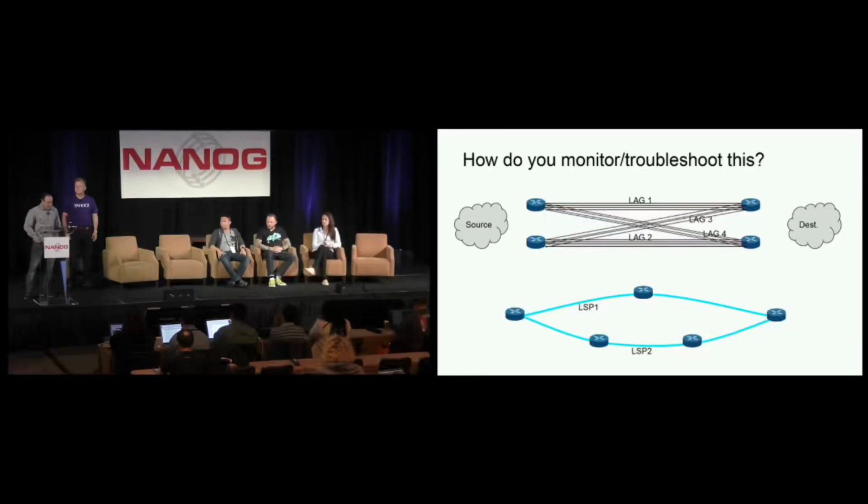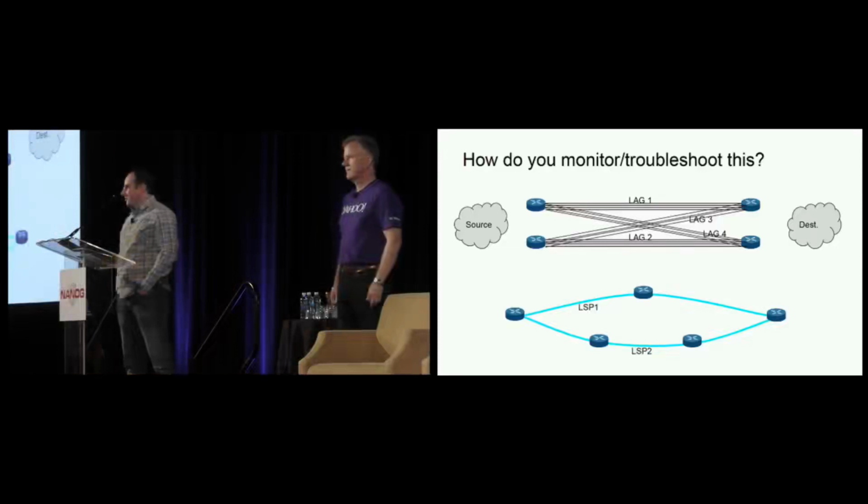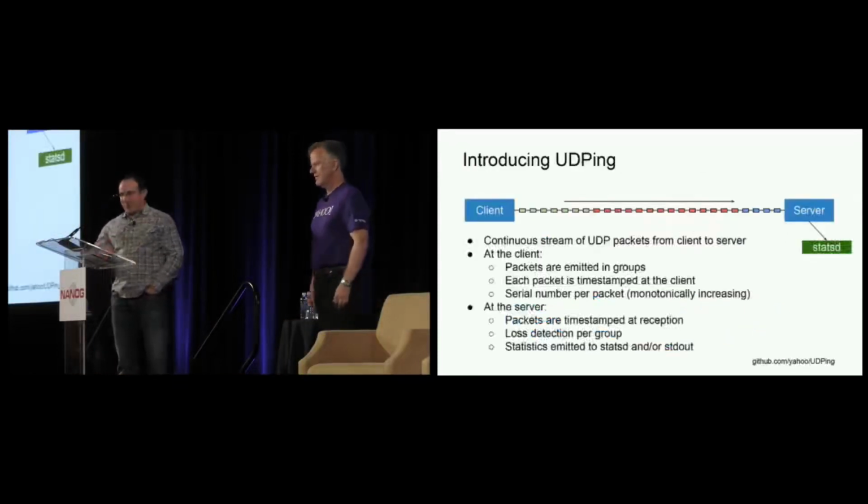Also, we have heard for many years that there's going to be solutions to this. There's going to be BFD that works for LAG that will detect this. There's going to be Ethernet OAM. There's going to be some other magic thingy. And I think after waiting for close to a decade, we decided that we need to do something about it. So here's Ian to talk about what you do.